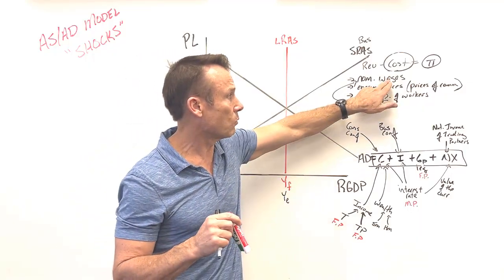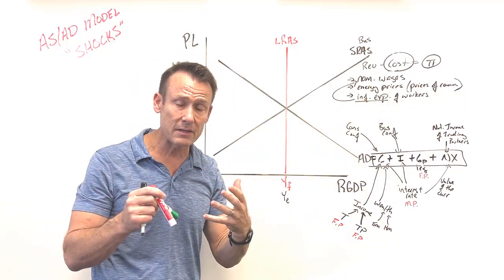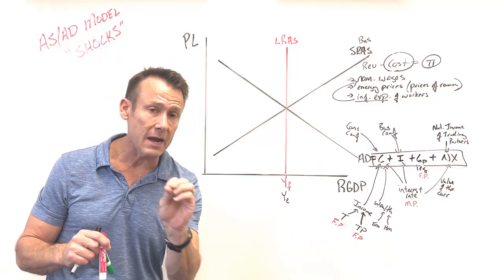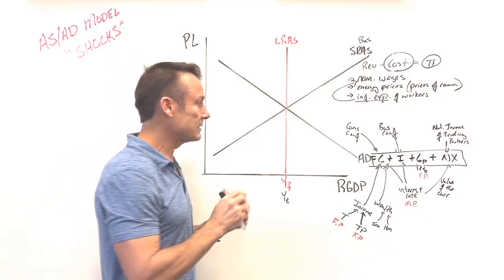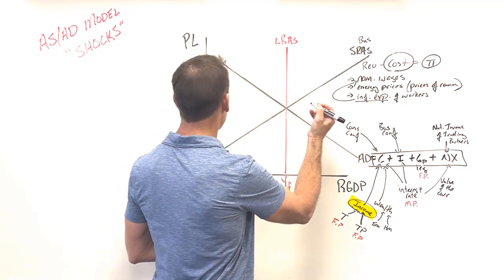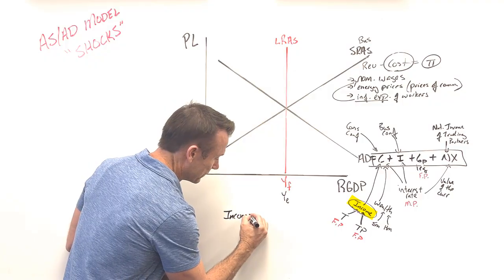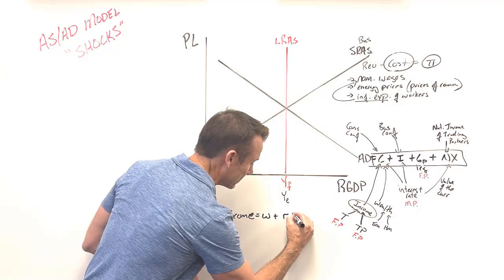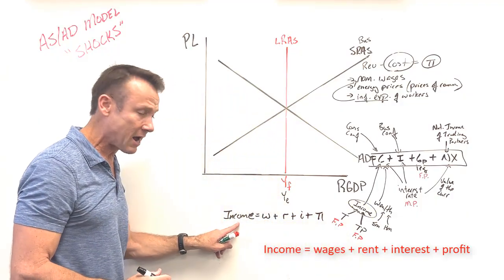A lot of students say, oh, well, wages, don't they also shift AD? Wages, that is a form of income, is it not? And it is. It is a form of income, but that's all it is. It's a type of income. It's not synonymous with the word income. Here's the thing, guys. Income, which I'm just going to write right here, income, guys, finish it out, is wages plus rent plus interest plus profit. Wages is just a type of income.